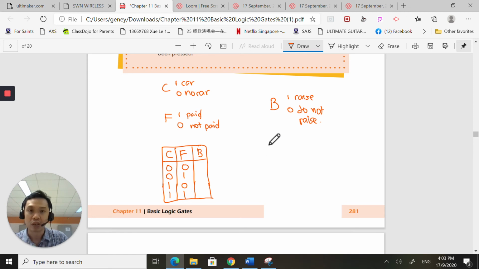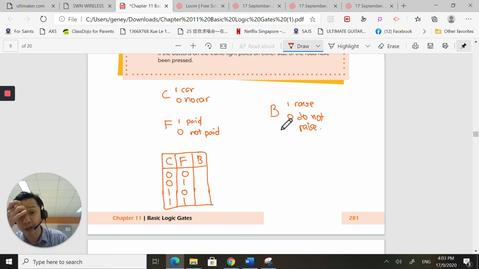Now, the barrier will only rise if both car and fee have been paid. So only if both are high. If the car is there but he hasn't paid, don't raise the barrier. Son ain't paid. Or if there's no car but mysteriously the fee has been paid, you win, but still don't raise the barrier. And if there's no car, there's no fee, for goodness sakes, please don't raise the barrier.